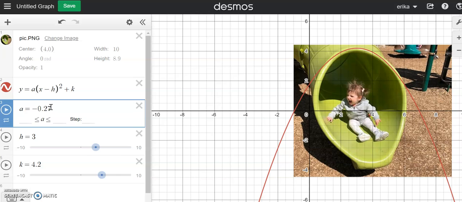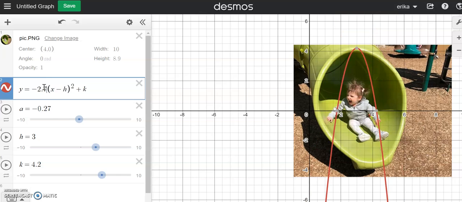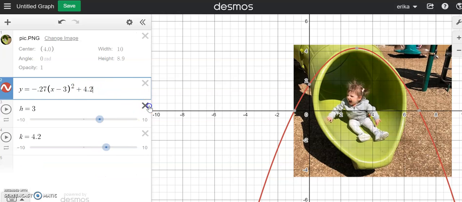You want to take these values and substitute them in. So right here, I'm going to erase A and put negative 0.27. I'm going to erase H and put 3. I'm going to erase K and put 2. And then you get rid of your sliders. We don't want them on our final presentation. So that's there.